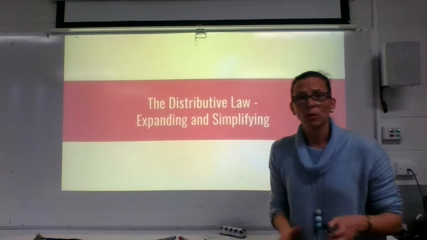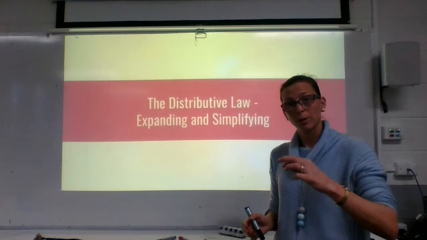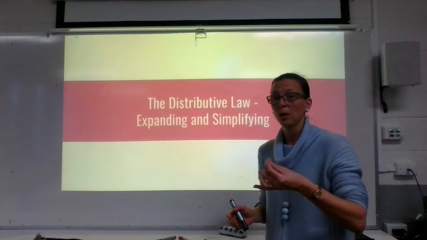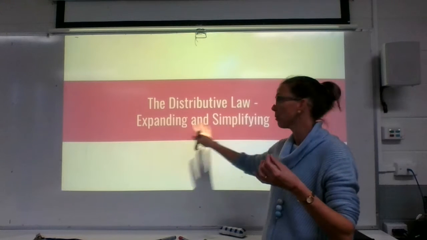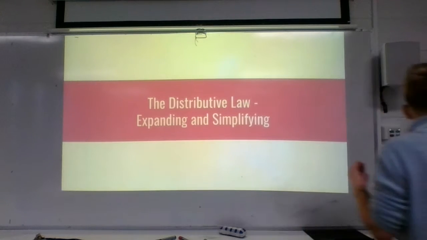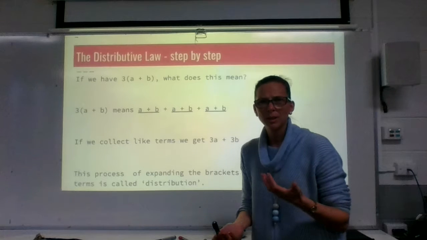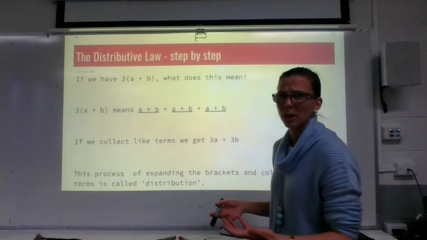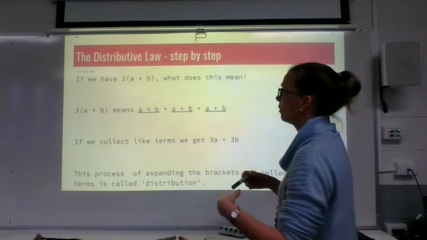So the distributive law really has 2 steps to it. It has one process which is called expanding and a second process which is called simplifying. Now, simplifying we've been collecting like terms. So we're really only looking at the first part of the process as a new thing. I guess what we need to have a look at is what do these brackets really mean in algebra, because we're not using numbers all the time and it can become a little bit confusing.